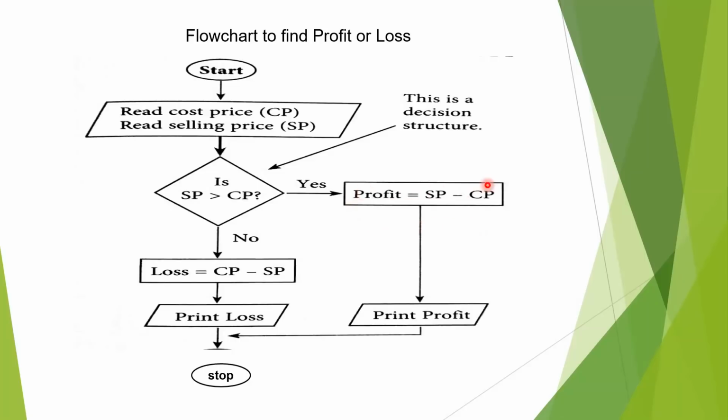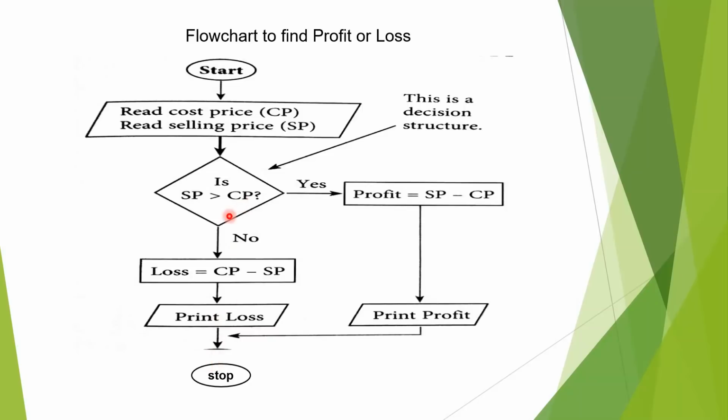And then, in a rectangle shape, after calculating, it should print the output as print profit, and then again it will go to stop. Clear, children? If SP, that is selling price, is not greater than cost price, if it is no, it should calculate loss is equal to CP minus SP, that is cost price minus selling price, and it should print the output as print loss, that is written in a parallelogram shape, and again it will go to stop.